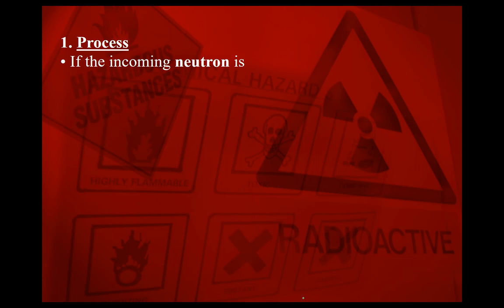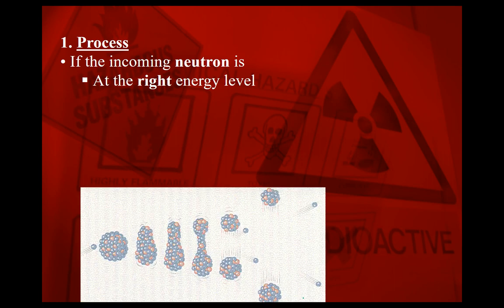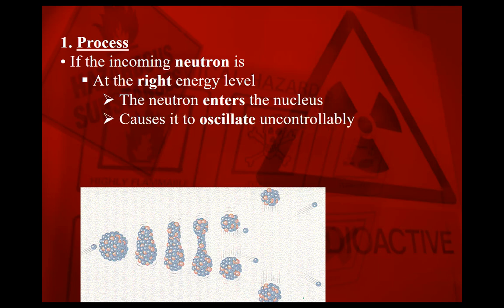Okay, now, this isn't the easiest thing to do. Again, we need to fire a neutron to induce this reaction. If you fire a neutron at the right energy level, that neutron will enter the large nucleus. It'll cause it to oscillate uncontrollably. So this neutron enters in here, then it causes this nucleus to start oscillating up and down, and eventually it splits into those two parts that I identified in the previous slide, which I think was barium and krypton.